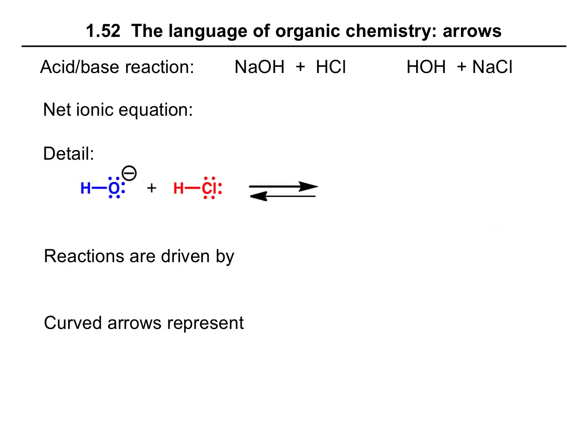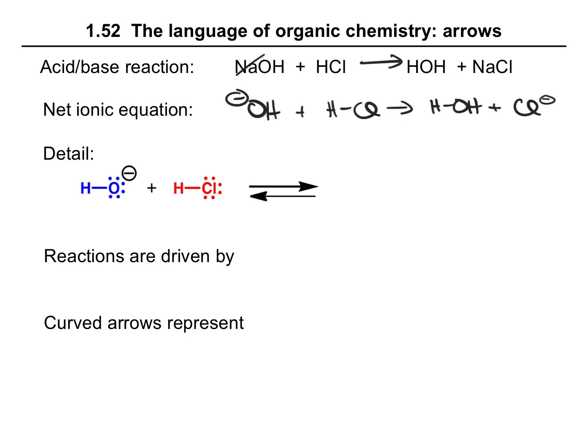Let's change topics for a moment, and we're going to talk about acid-base reactions. So if we have an acid, such as hydrochloric acid, and it reacts with a base, such as sodium hydroxide, these can react together to form water and sodium chloride. Now, the net ionic equation, this means that we are ignoring counter ions that aren't involved. So we ignore the sodium and we focus on hydroxide plus HCl reacts to form water plus Cl minus.